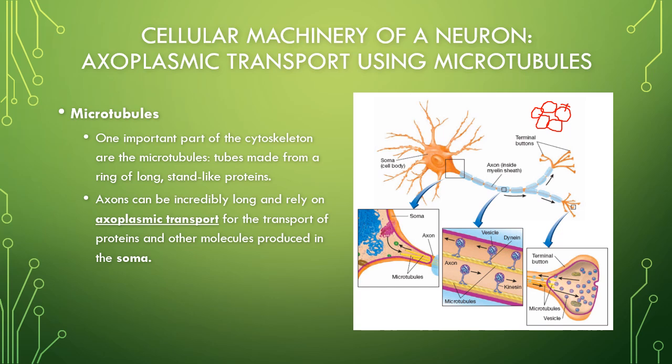And this is accomplished by two different proteins: kinesin, which carries things from the cell body down to the axon terminal, and then dynein, which carries them from the terminal and back.